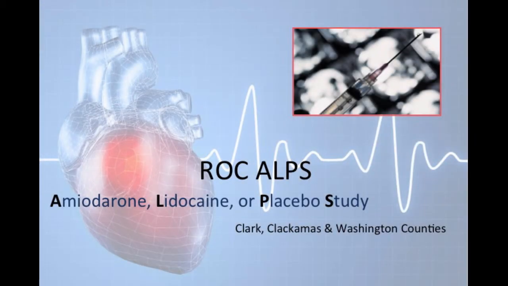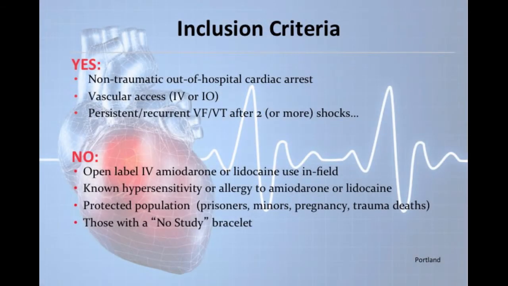And Dr. Whitwer wanted to go over the ROC ALPS study again, the amiodarone, lidocaine, or placebo study from the ROC folks. Here are the inclusion criteria for the ROC ALPS study. Inclusions are non-traumatic out-of-hospital cardiac arrest. You have to have IV or IO access. This is for persistent or recurrent VFib or VTAC. So basically, if you would give amiodarone to a patient after your epi, you see another VFib and you're getting ready to shock it, now they're included after that second shock.